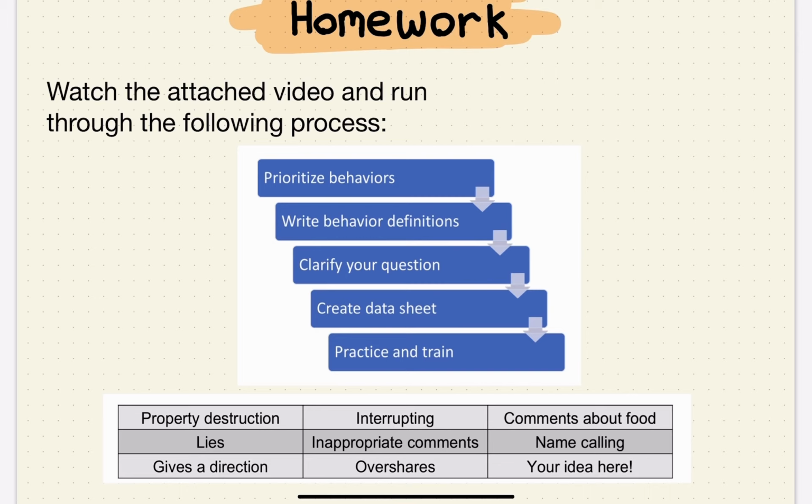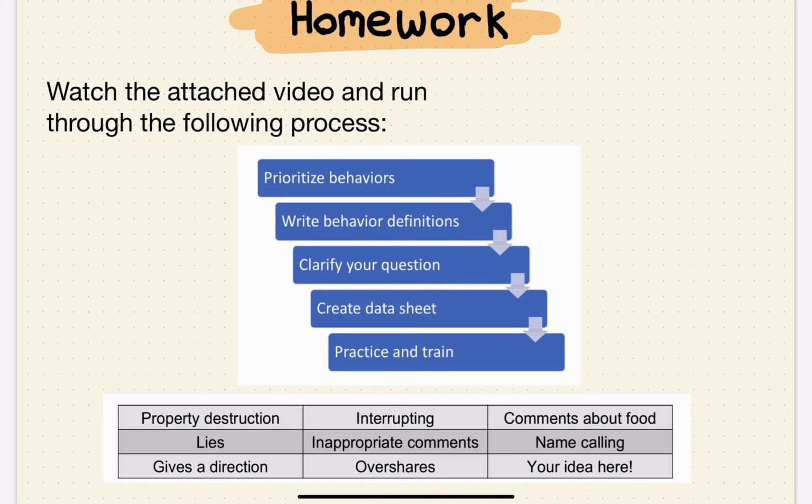Then I want you to write a definition for the behavior that you're going to collect data on, okay? So if it's failure to follow directions, do that. If it's property destruction, do that. If it's interrupting or oversharing or inappropriate comments or name calling or whatever it is, I want you to write the definition for what that actual behavior is. Then I want you to clarify your question. So what are we collecting data on? And you're going to create a very simple data sheet. The first part of your data sheet will be how you collect your data, and the second part of your data sheet will be the definitions for the behavior that you're trying to collect.